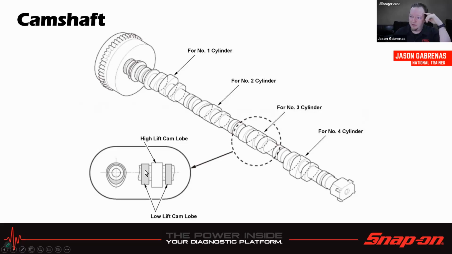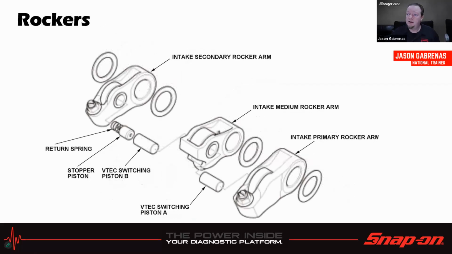So we got the high lift lobe in the middle, and the low lift cam lobes on the outside. And basically, what happens is you can change the lift, and you can also change the duration. If you want to change the grind of the cam, you can do so. Manufacturer's discretion. So it boils down to that and the rocker arms.